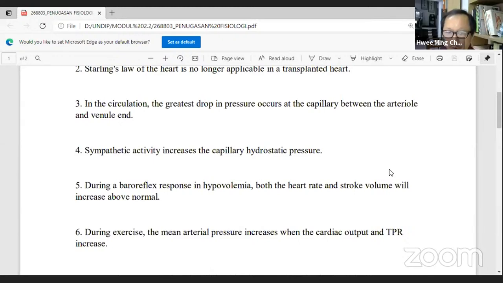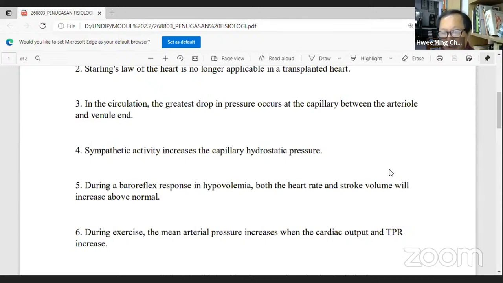Okay, thank you. So there is some drop in the capillary, generally described as from about 30 at the arteriolar end to about 15 at the venule end. But the greater drop you see, if you look at the pressure profile from the left side to the right side of the heart, is in the arteriole. This is described as the major resistance vessel in the systemic circulation. Where you find the greatest resistance to blood flow, that will be the same place you find the greatest drop in pressure.